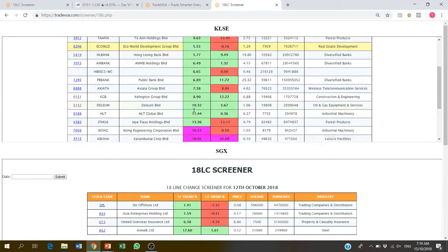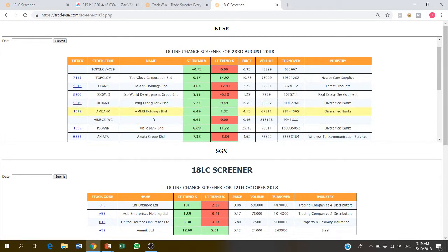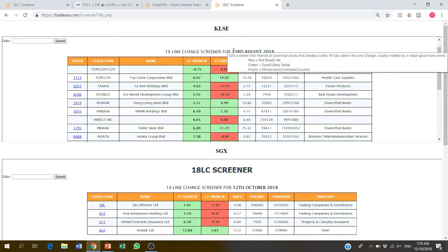What we want to do over here is find the stocks for both ST trend and LT trend in green color. What it means by this green color: as you can see from here, red color means this stock is not ready yet, probably still in the stage 4 markdown stage. For green color, we like to look for green color because it's a good and likely setup.